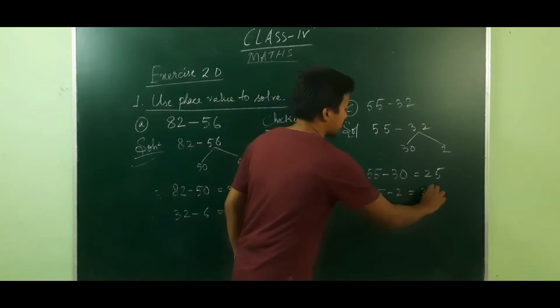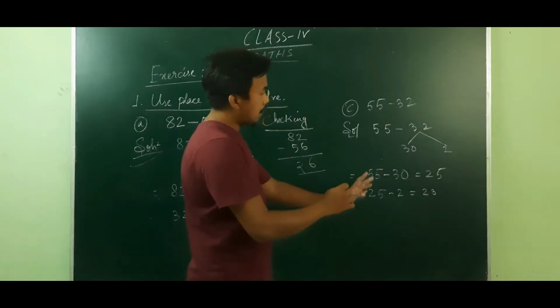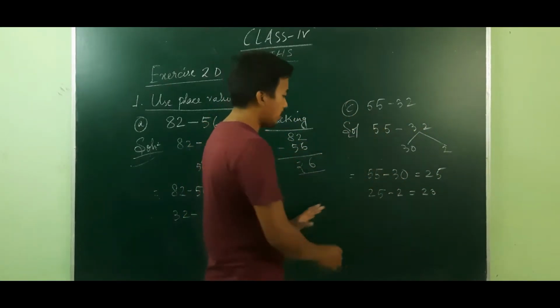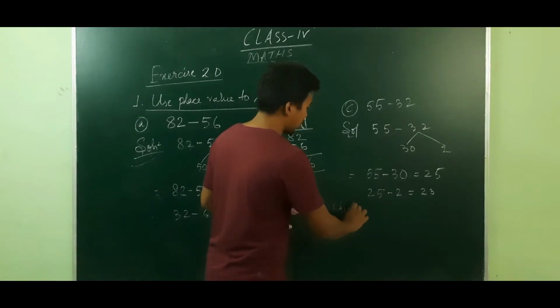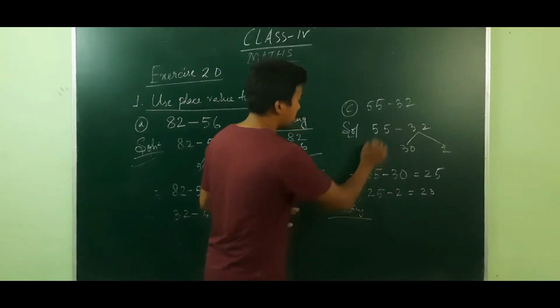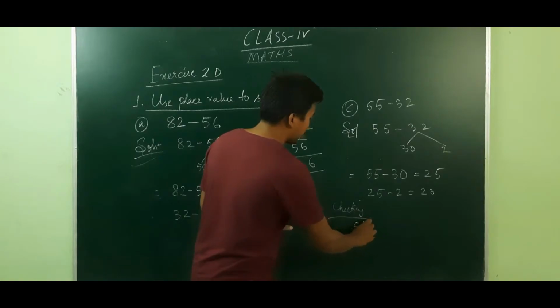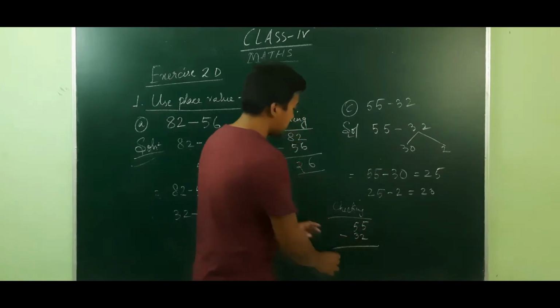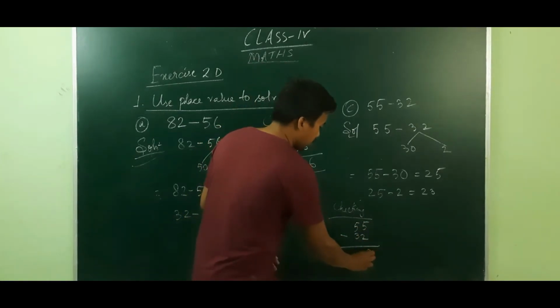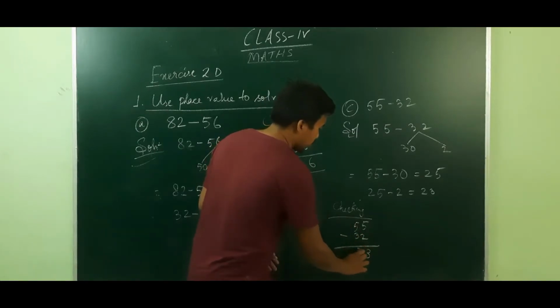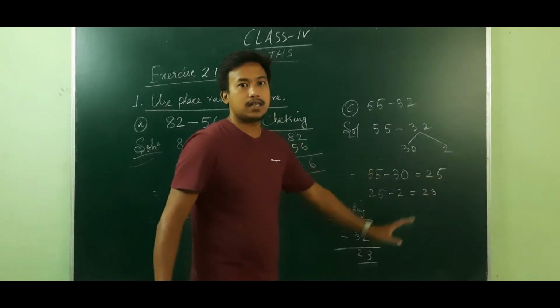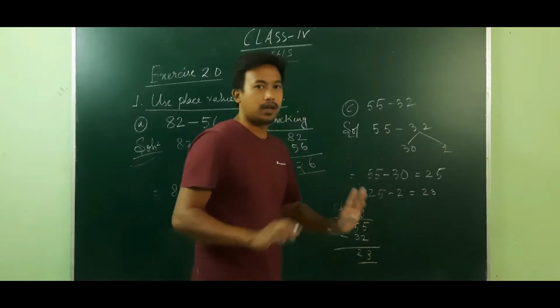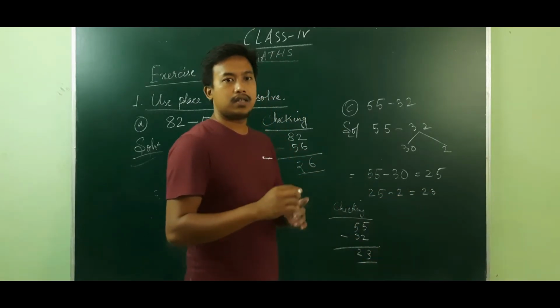That becomes 23. Okay, just like before, if you want to check the answer again, you just write checking, and you just do the traditional way. That is 55 minus 32. That is 5 minus 2 is 3, and 5 minus 3 is 2. Hence, the answer is correct. That is 23. Your answer is correct. Okay. Now let's go to the next one.